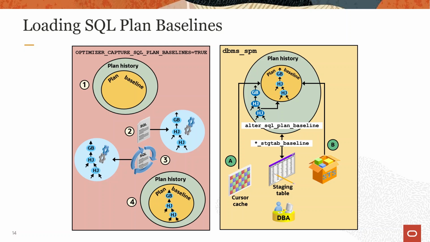If that newly captured execution plan, after evaluation against the plan baseline, does not give the same or better performance, it will stay in the plan history, but it will not become a plan baseline, meaning that if that execution plan is rendered by the optimizer, it will not be used. It will still be using a baseline plan. So this is the automatic capturing of execution plans.